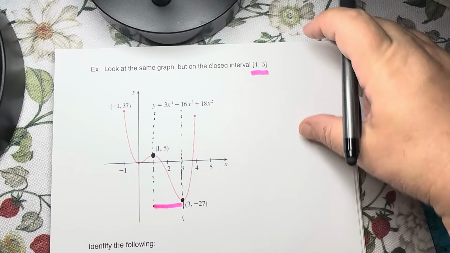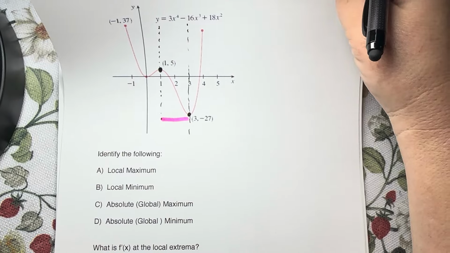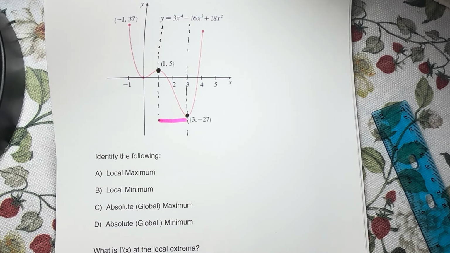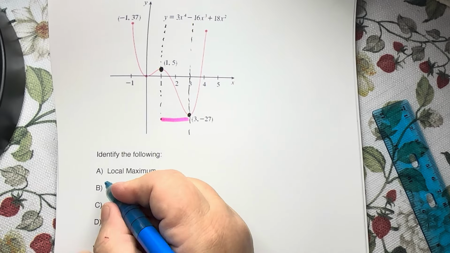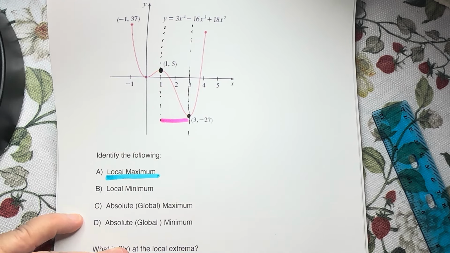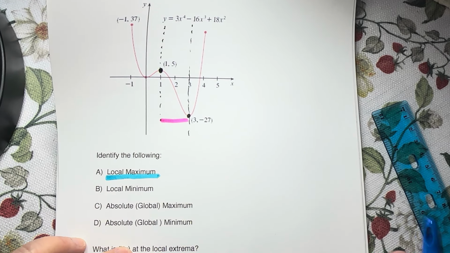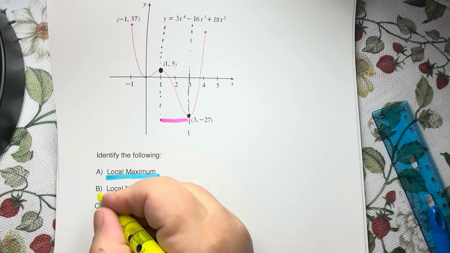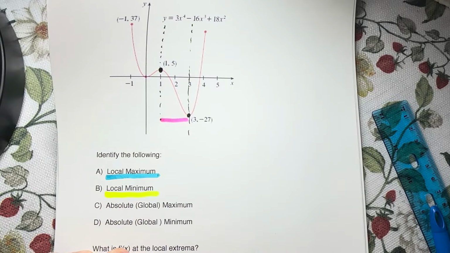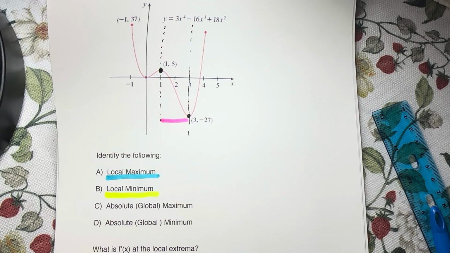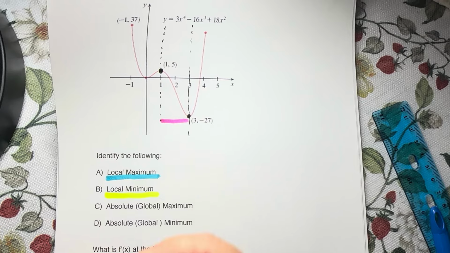Identify the following on this graph, and let me get the colors the same. Local max is going to be blue. Local min is going to be yellow. Absolute or global max is going to be green.